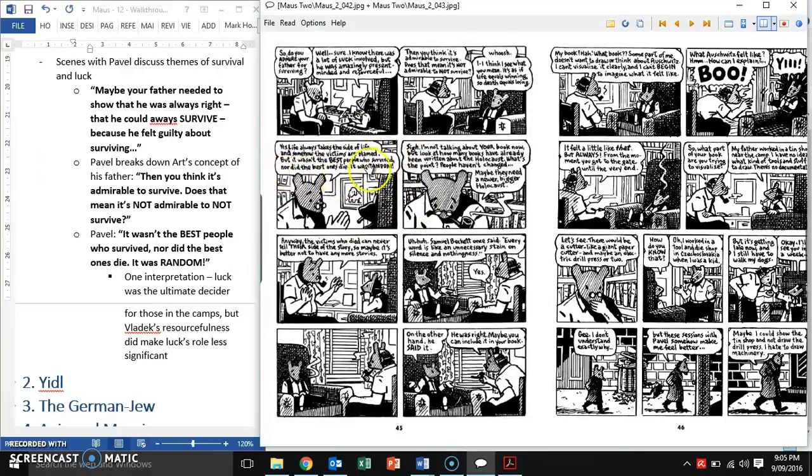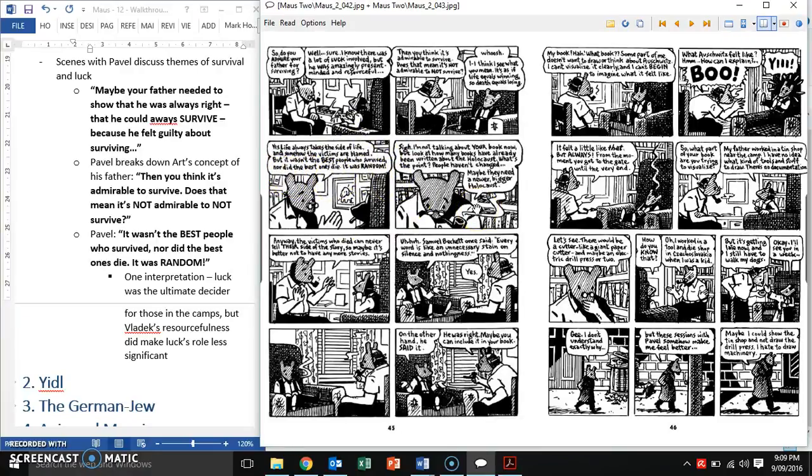It was random. Now I see this scene as really supporting the idea that luck was the ultimate decider of life or death in Auschwitz. Regardless of Vladek's resourcefulness that we see throughout the novel, anything could have gone wrong at any moment. He could have got caught, could have been found out. What Vladek's resourcefulness does do is slightly tip the odds in his favour.